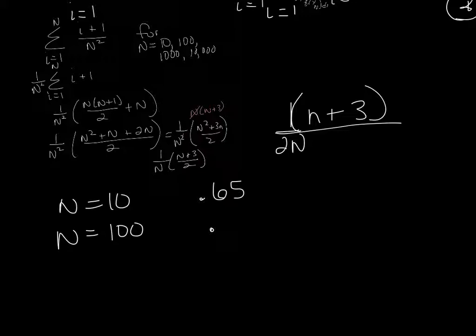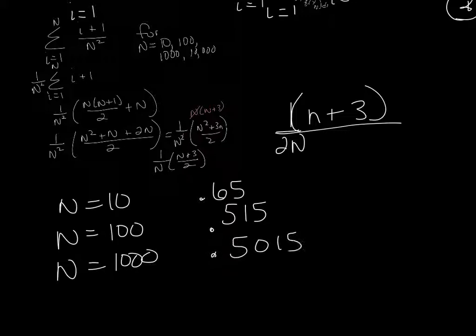Well, we'd get 103 over 200, which is 0.515. What if I plug in 1,000? And what if we plug in 10,000? What do you get? 10,003 divided by 20,000? 0.5015. Okay, so what's happening as n gets larger and larger? What's the sum approaching?